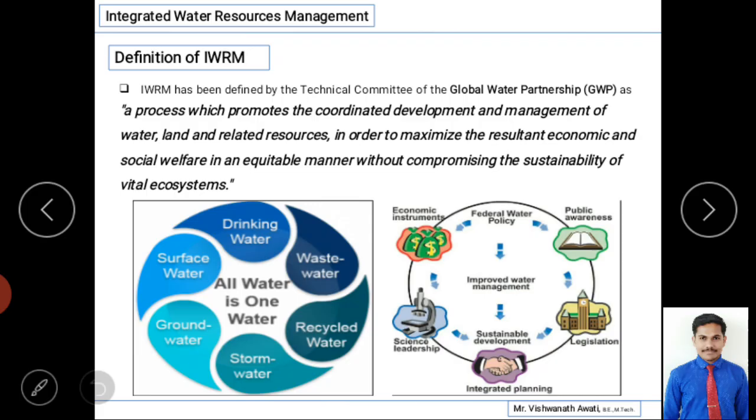For example, how it is called integrated: when we are going for water resource management, we have different types of water. One is drinking water. When you supply drinking water, obviously at the end it will make wastewater, and even after the wastewater, we can make recycled water. Then storm water, groundwater, surface water, these are the types of water available on the earth. So whenever we are planning, we have to consider all of them, as all are interrelated.